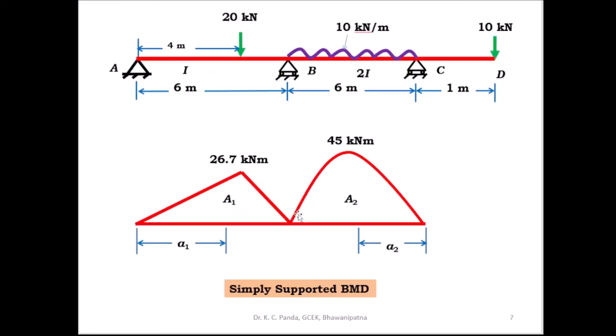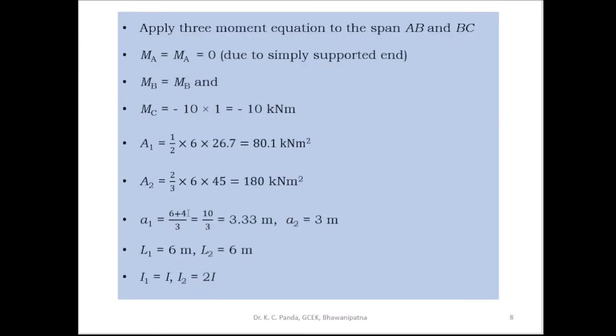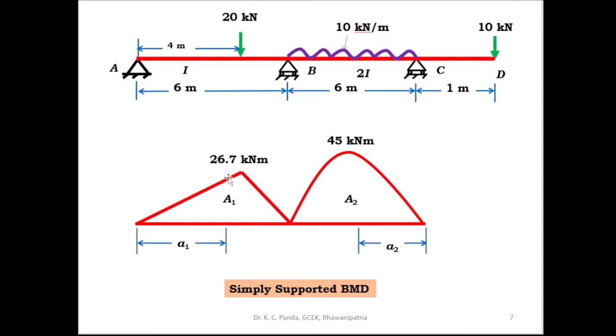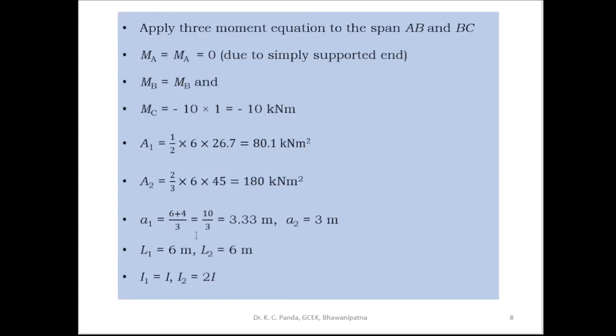Similarly, the area of the free BMD for the span BC, A2, is equal to 2/3 into base into height. 2/3 into 6 into 45 is equal to 180 kilonewton meter square. Then the centroidal distance of the area A1 from the left support, that is small a1, is equal to 6 plus 4 by 3, that is 10 by 3, equal to 3.33 meter.